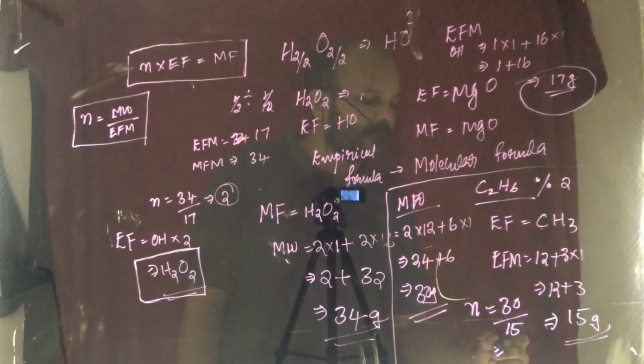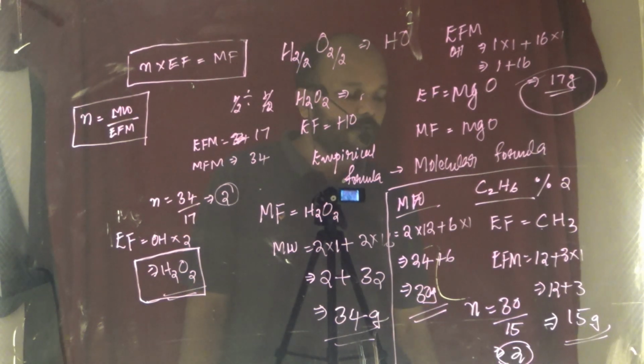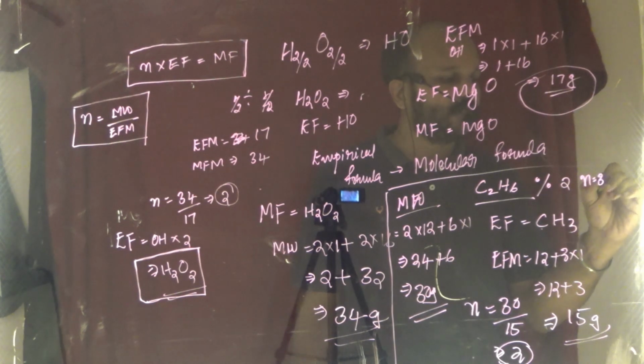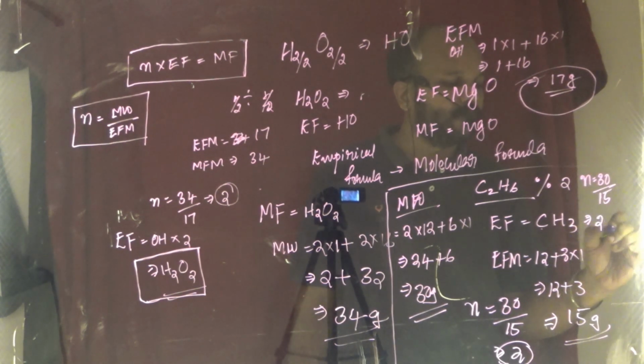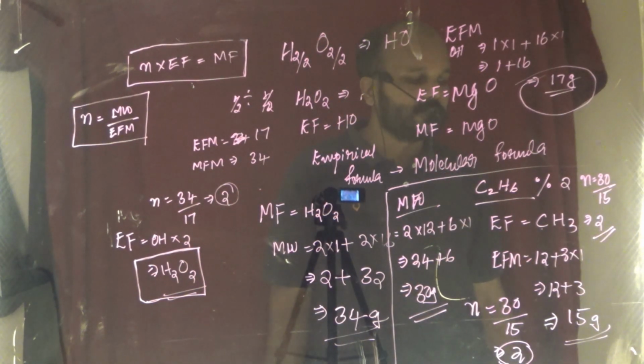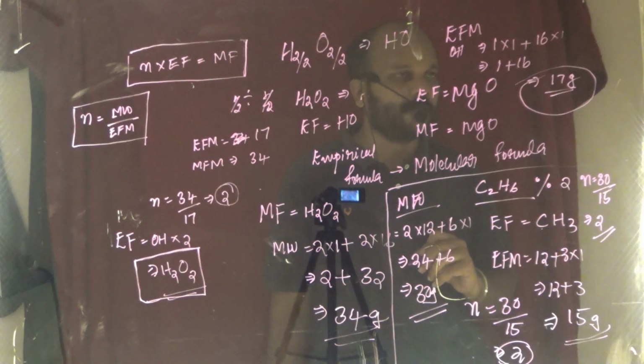So you will get around 2. Okay, so the n value is actually 30 divided by 15, so you will get around 2. Okay, so this is how the n value is coming.